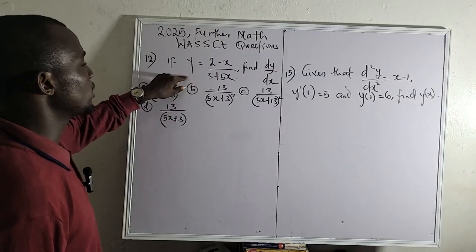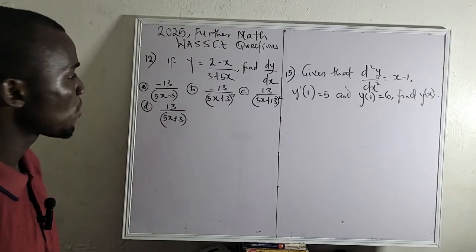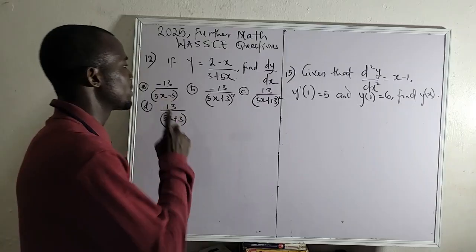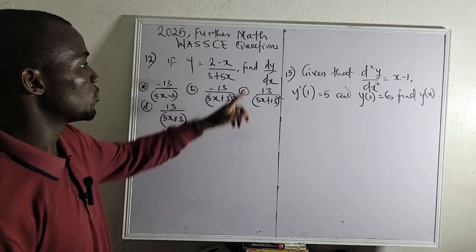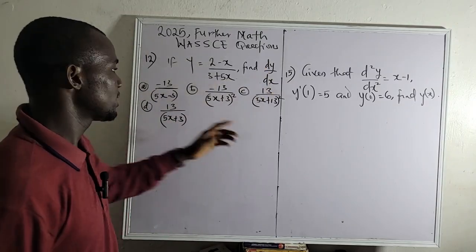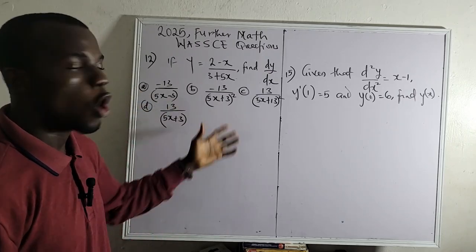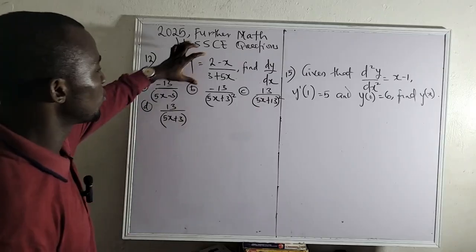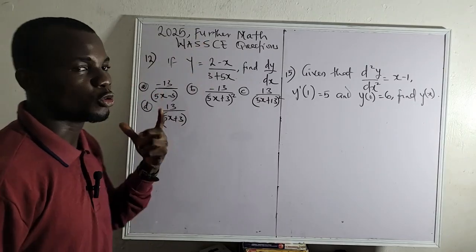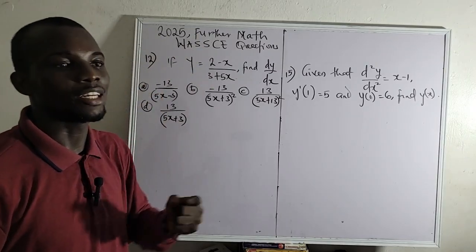It is: if y equals 2 minus x over 3 plus 5x, we have to find dy/dx. And these are the given options. Now, when you have something like this, what you should apply is the quotient rule.